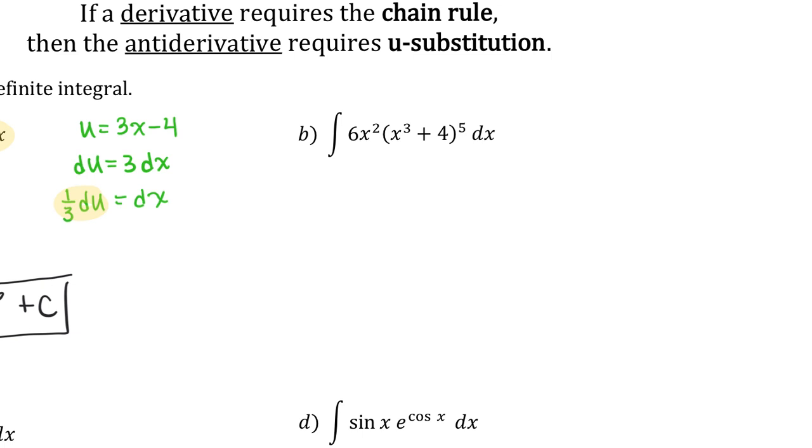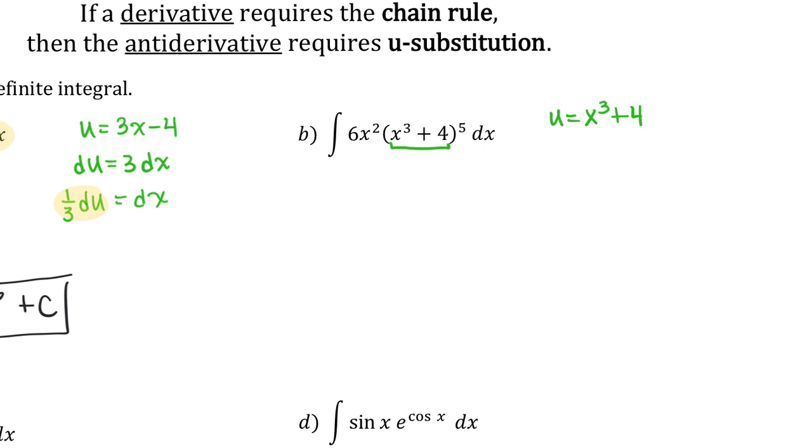Now my guess is u is this thing in here. And then I'm guessing that this has something to do with du, because normally when we do the chain rule, at the end we times it by the derivative of the inner function. So this is probably the inner function. So let's try it and then see if it works. So if I do it this way, I'm saying u is going to be x to the third plus 4.